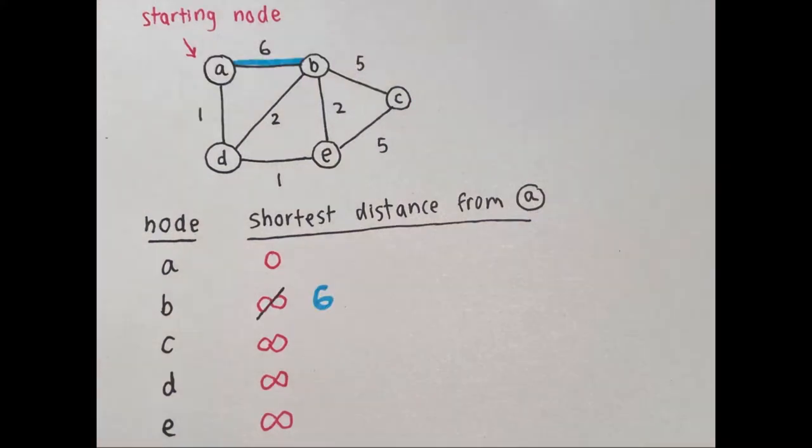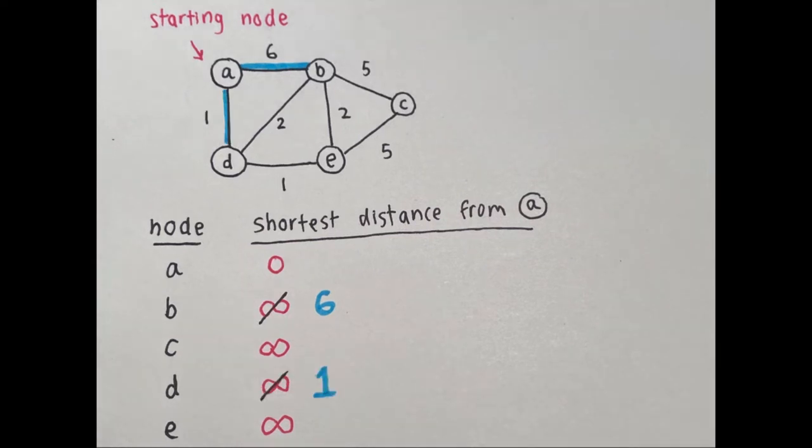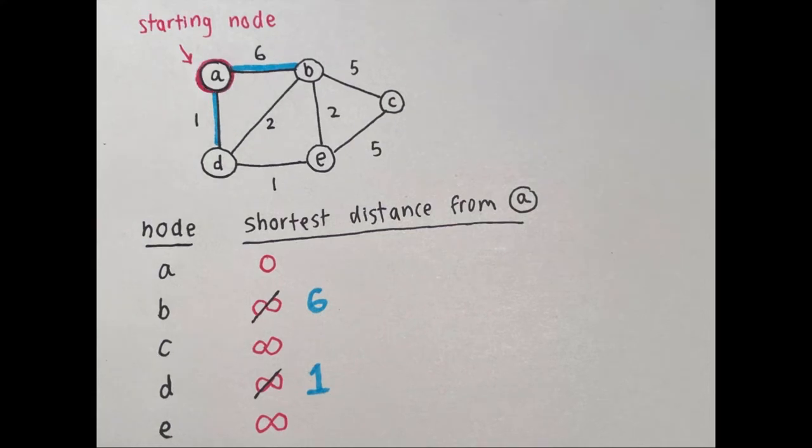We start by exploring the adjacent nodes from A. We have two options, B and D. We start by exploring A to B, which has a cost of 6. And since 6 is less than infinity, we replace that in our distance table. Next, we explore A to D, which has a cost of 1, and since 1 is less than infinity, we replace that in our distance table as well. Now we have to mark A as being visited since we've explored both of the adjacent nodes.